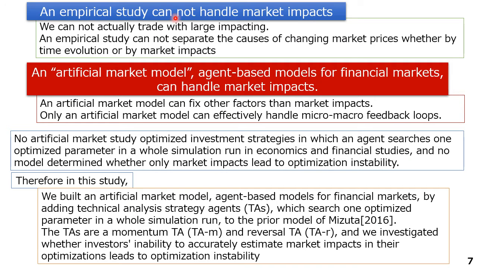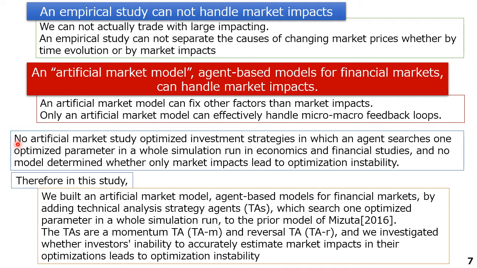An empirical study cannot handle market impacts. We cannot actually trade with large impact. An empirical study cannot separate the causes of changing market prices, whether by the time evolution or market impacts. An artificial market model, an agent-based model for financial markets, can handle the market impact. An artificial market model can fix other factors than market impacts. Only an artificial market model can effectively handle micro-macro feedback loops.